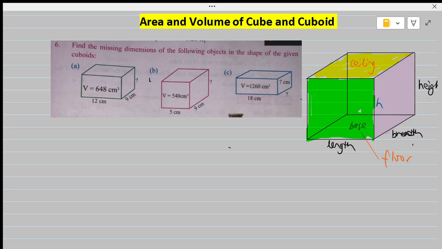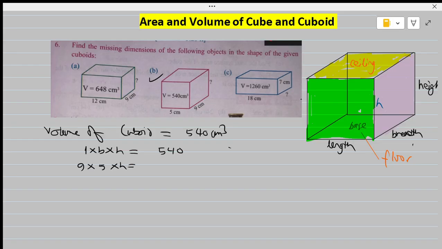So part B, is it? You're given the volume of the cuboidal tank, 540 centimeter cube, and the length 9 and breadth 5 centimeter are given. So the volume of a cuboid, that's given here as 540 centimeter cube, is the product of length, breadth and height. Length is given 9, breadth is given 5, and you have to find the height.